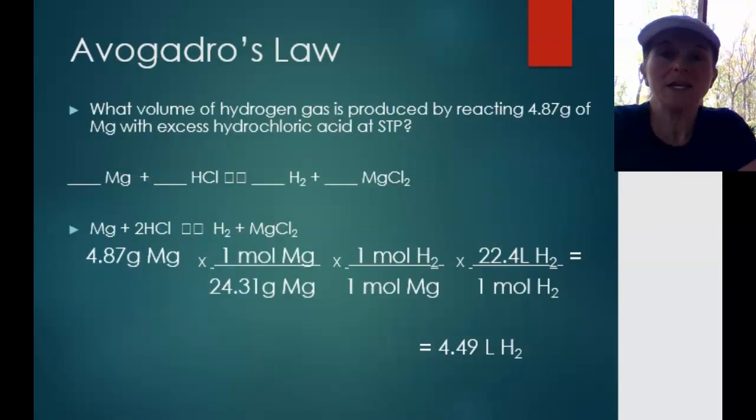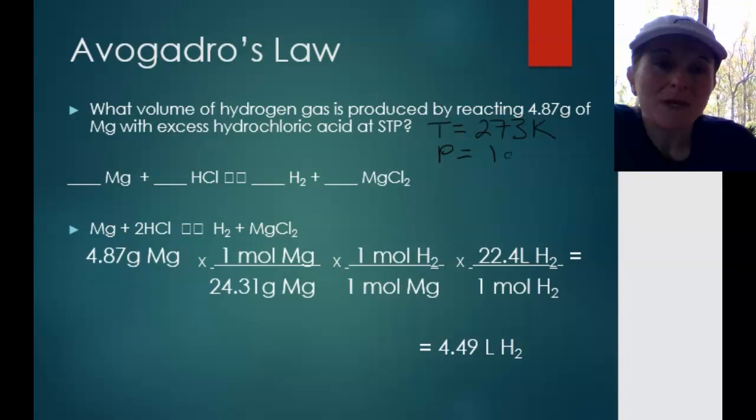So let's take a look at a problem. What volume of hydrogen gas is produced by reacting 4.87 grams of magnesium with excess hydrochloric acid at STP? So remember STP, our T equals 273 Kelvin, and our P equals 1 atmosphere, just to keep that in mind. All right. So what do we got to do here, guys? We got to balance the equation, right?